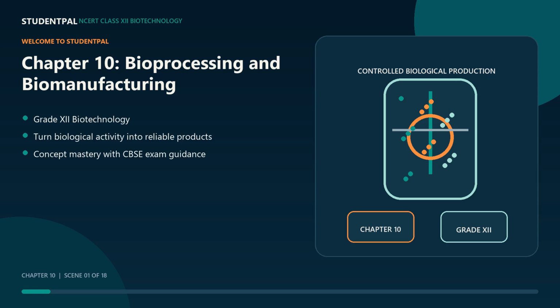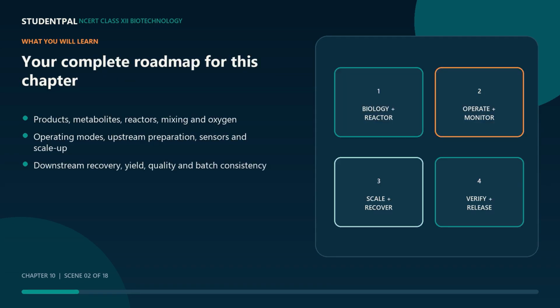Producing a large quantity is not enough. The product must also have the correct identity, potency, purity, safety, and consistency. By the end, you will be able to label a bioreactor, compare batch, fed batch and continuous operation, explain oxygen limitation and scale up, arrange upstream and downstream steps, and build high-scoring CBSE answers that connect cell physiology to engineering and quality evidence. Our roadmap follows the product from biological source to released batch.